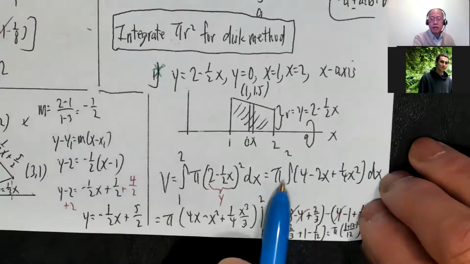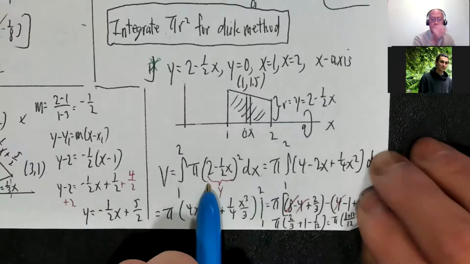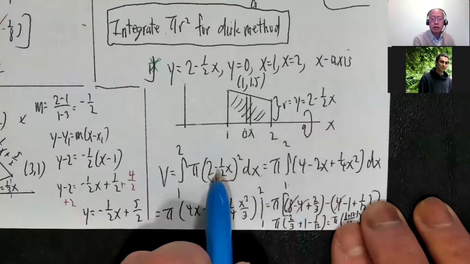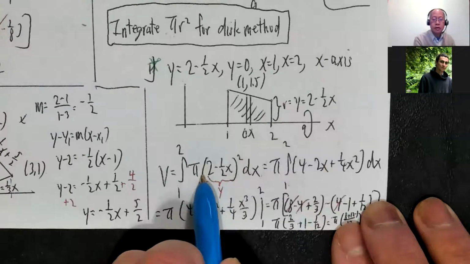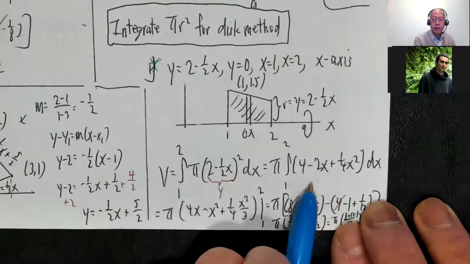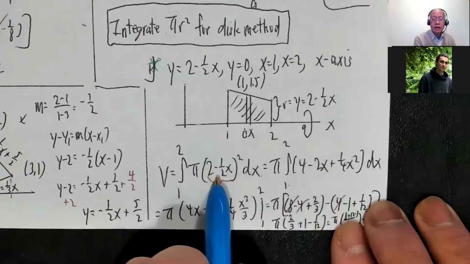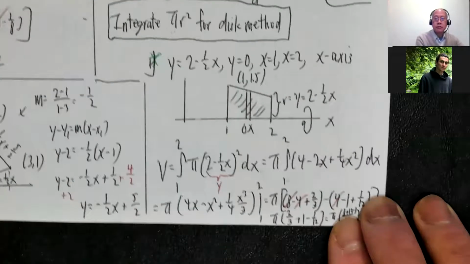So pi normally comes outside. a squared: 2 squared is 4, minus 2ab: 2 times 2 is 4, times a half is back to 2, so 2x, plus b squared: half x squared is 1/4 x squared.